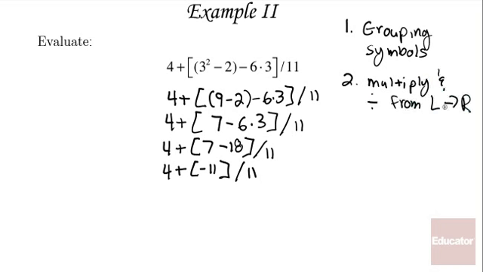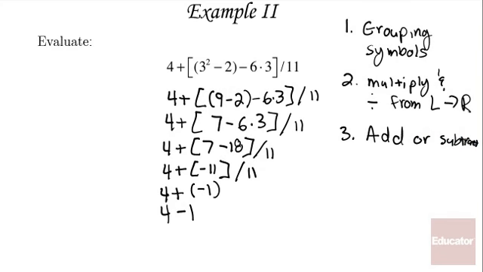from left to right. Okay, so I have 4, and then I have plus negative 11 divided by 11. So that'd be 4 plus negative 1, or more simply, 4 minus 1. Finally, I'm going to add or subtract. Okay, so 4 minus 1, that gives me 3. I would actually evaluate powers, if there are powers, for that second step.